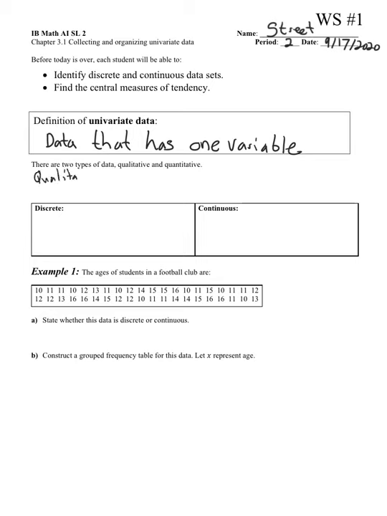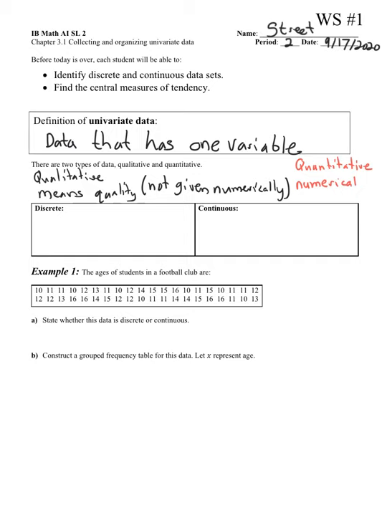Qualitative means quality, all right? So you're taking quality data. Okay, another way to think about qualitative is it's not given numerically, okay? Versus the other data is quantitative, and that is given numerically. Sorry, I'm writing kind of fast. I'll slow down. Numerical data. That's what quantitative is.